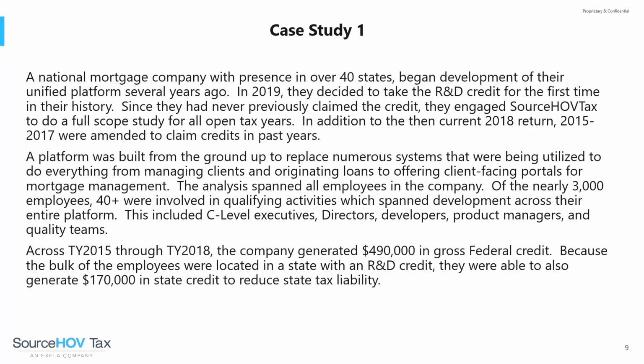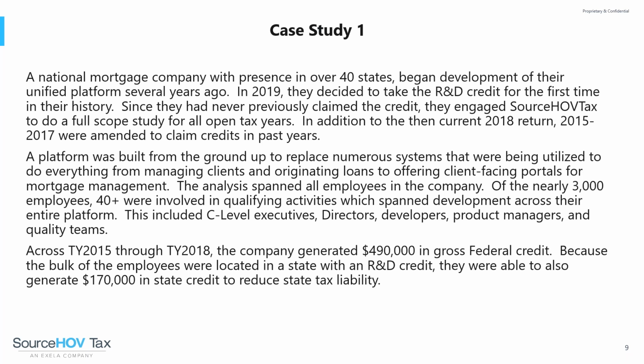So in this case, across tax years 2015 through 2018, the company generated roughly about $490,000 in gross credit from those 40 employees that were working on their platform during that time. And because all of the employees were located in a state with an R&D tax credit, in this case, Texas, they were also able to generate roughly about $170,000 state credit.